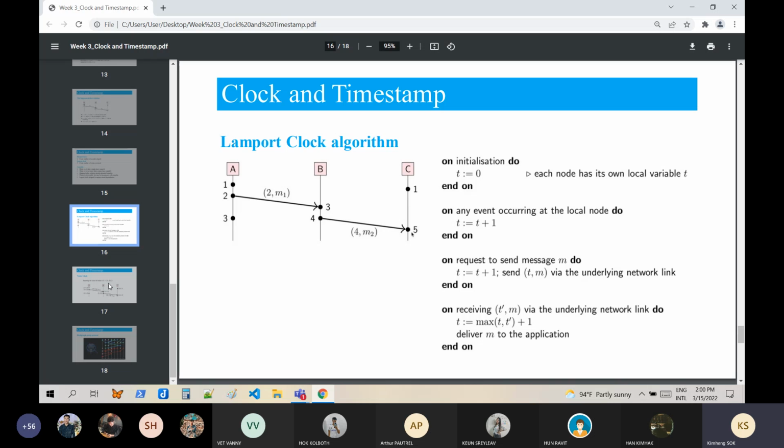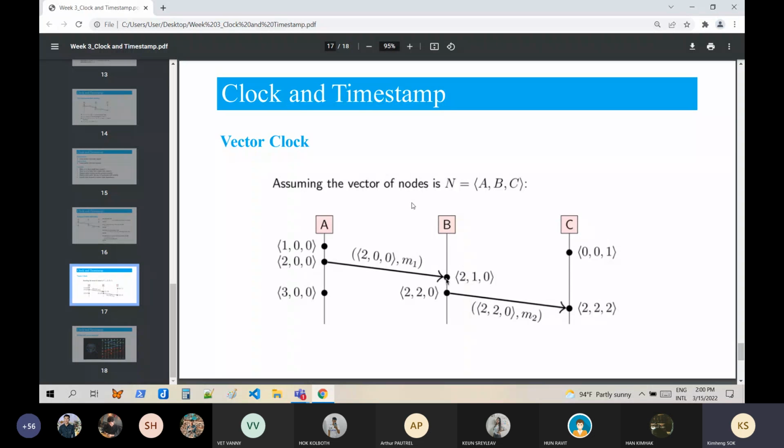But in the vector clock, if we have a lot of computers, the clock is in the form of a vector, and those elements are the number of computers. If we have 3 computers, we have 3 elements in the vector.